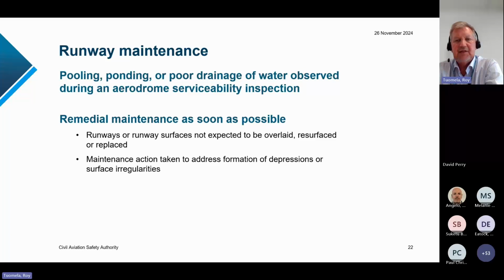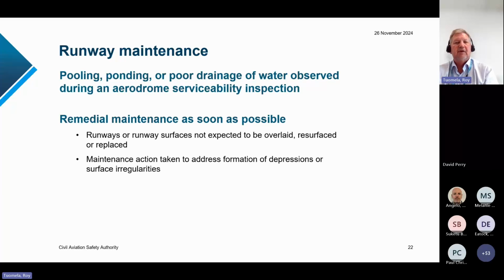So as I said, it's not just reporting of inspection and reporting of runways that's the end result, if you like. So what we have is the design and maintenance of runways which are intended to prevent pooling, ponding, or poor drainage of water. So runways are intended to be designed with transverse slopes to prevent pooling and ponding. Also, a lot of runways are grooved that allow water to leave the runway surface.